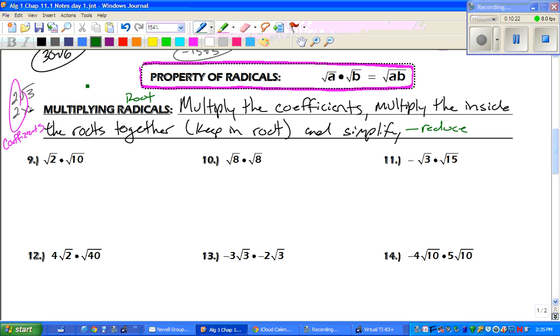So number 9. We're going to multiply the 2 times the 10, and that's going to give us 20. So we want to break that down. The perfect square that breaks it down is 4, so it breaks down to the square root of 4 times the square root of 5, and the square root of 4 is 2.